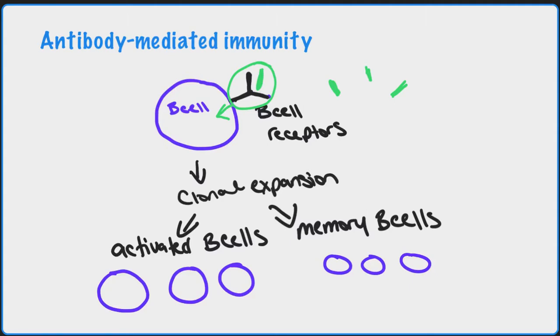Now remember, I just said that the B cell will internalize that initial receptor, and these activated B cells or plasma cells are going to start pumping out antibodies that are identical to that receptor.